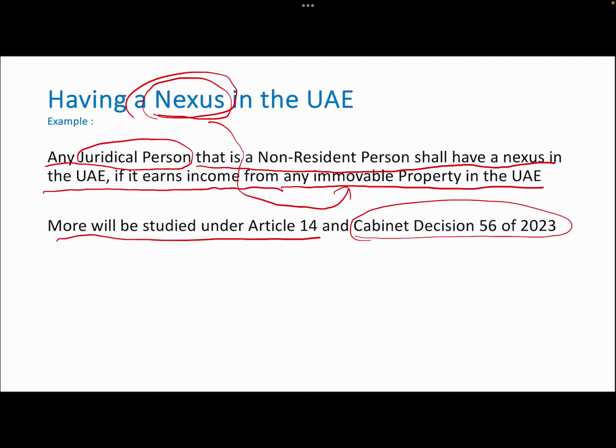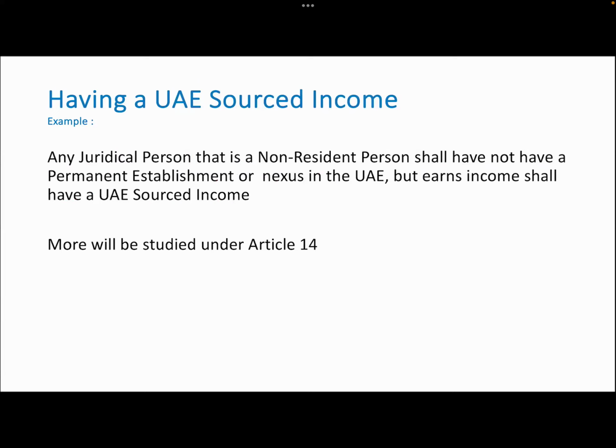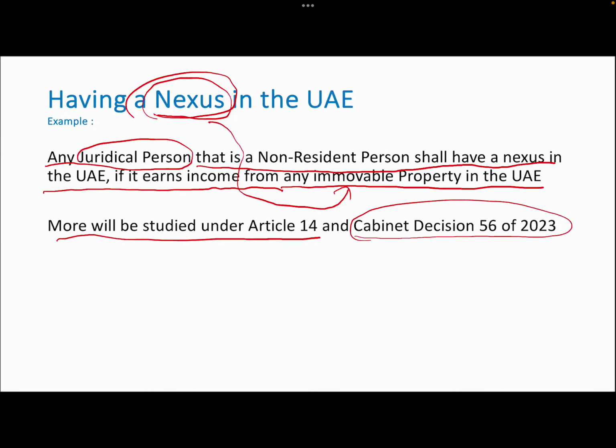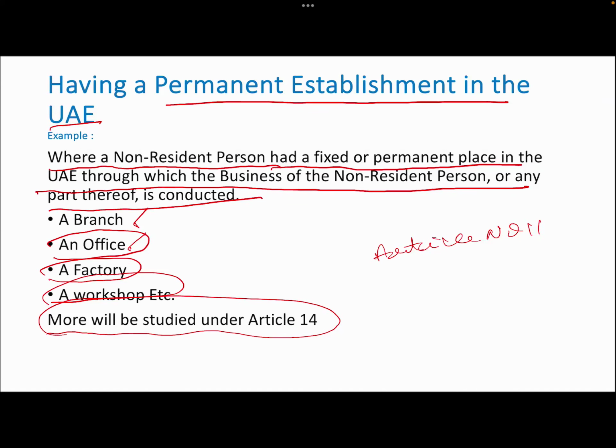Okay. Now the next thing is having a UAE sourced income. What are we studying? How are the non-resident taxable persons taxed in the UAE? The first thing we saw is that a non-resident person having a permanent establishment in the UAE is taxed. Now there are different forms of permanent establishment. One can be a branch, an office, a factory, a workshop. I'm just explaining in brief, not going into detail, because we will be speaking in detail under Article 14. But for now, remember three things.